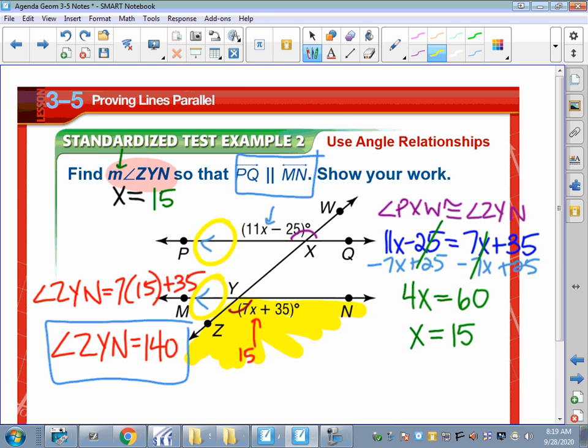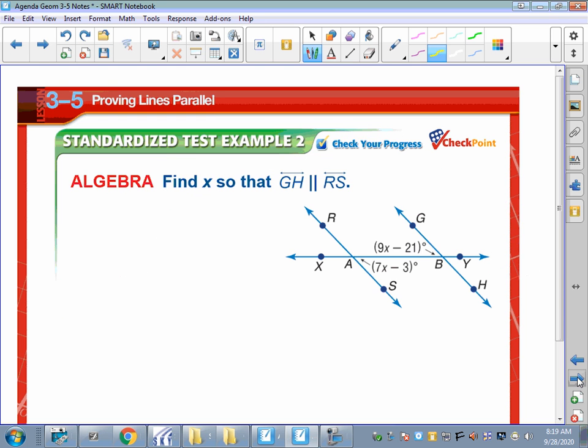We've got another problem like that for the next one, but hopefully you can see what to do. Notice there's little arrows pointing in. Those look to me like they're alternate interior angles. In order for the lines to be parallel, my alternate interior angles have to be congruent. So it says we want to make GH parallel to RS. I have to have congruent alternate interiors. That is it for section 3.5.